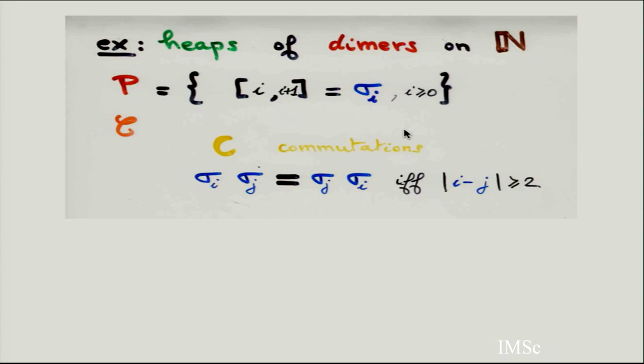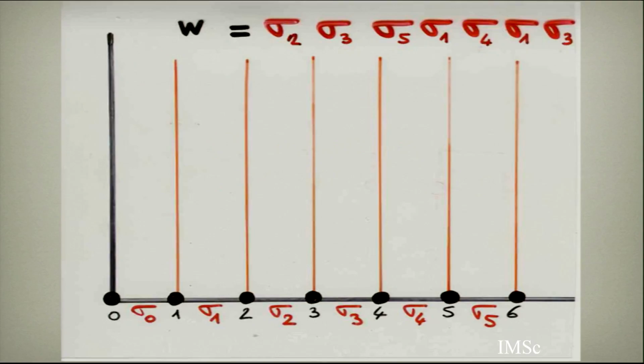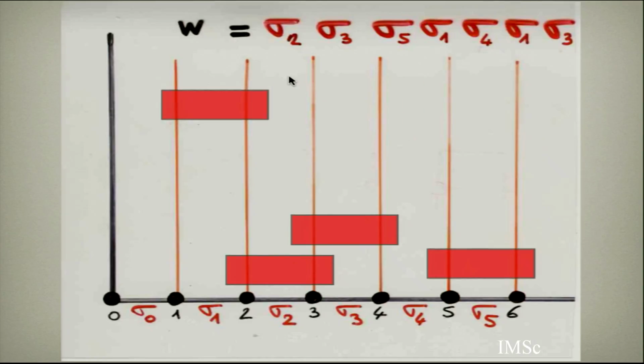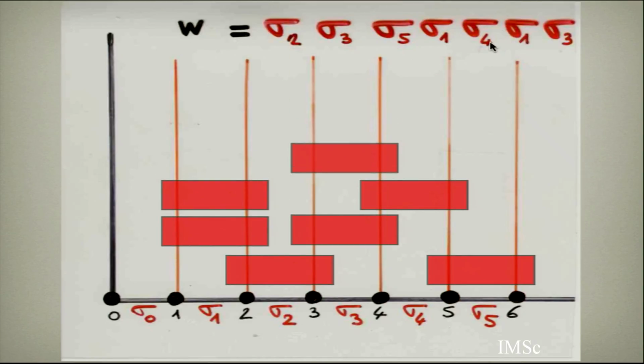An example of a heap associated to a word with commutation. Like this, you have a word sigma 2, sigma 3, sigma 5, sigma 4 in the dimers, and you have seen the dimers fall one by one, and from this word, you get a heap of dimers.